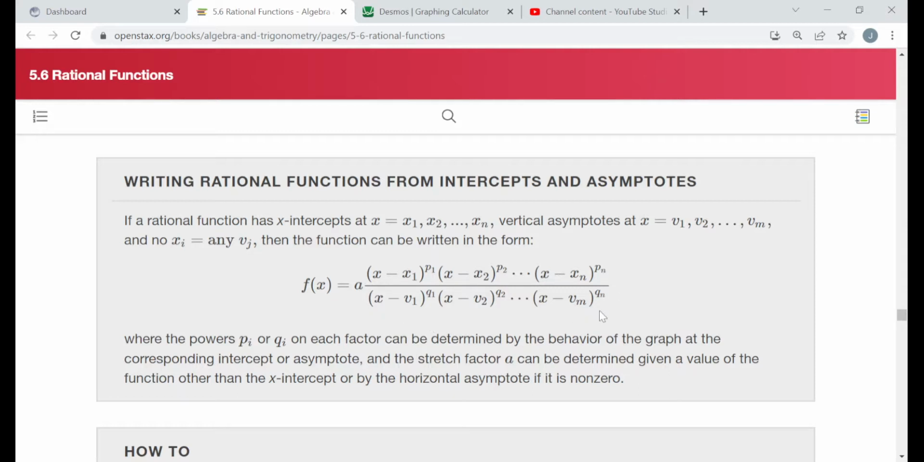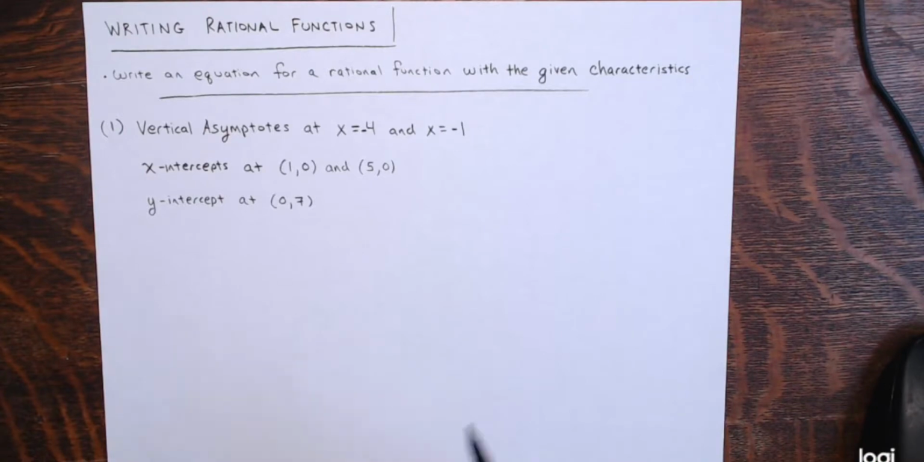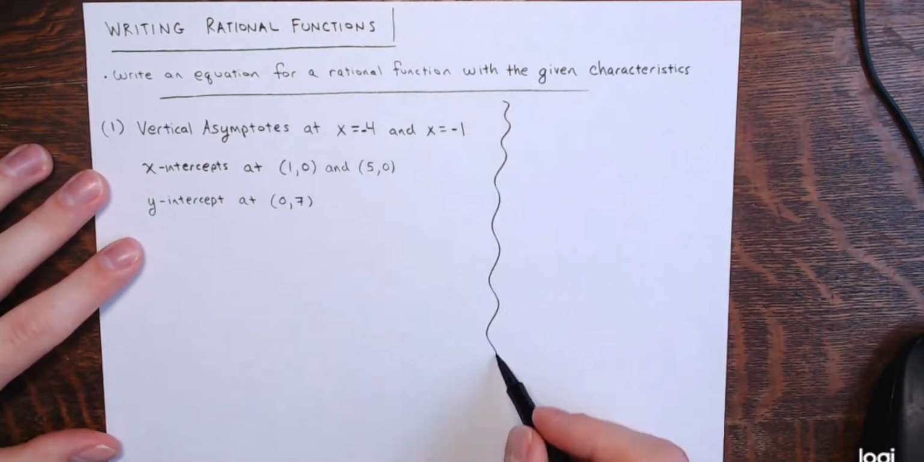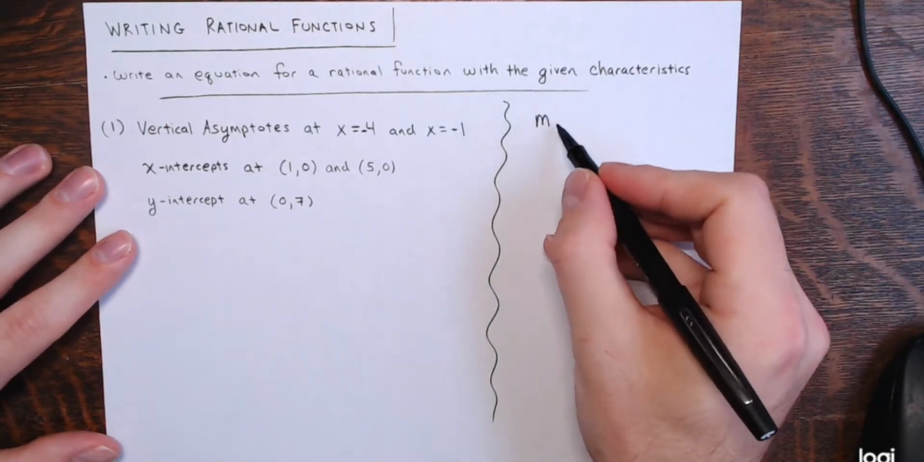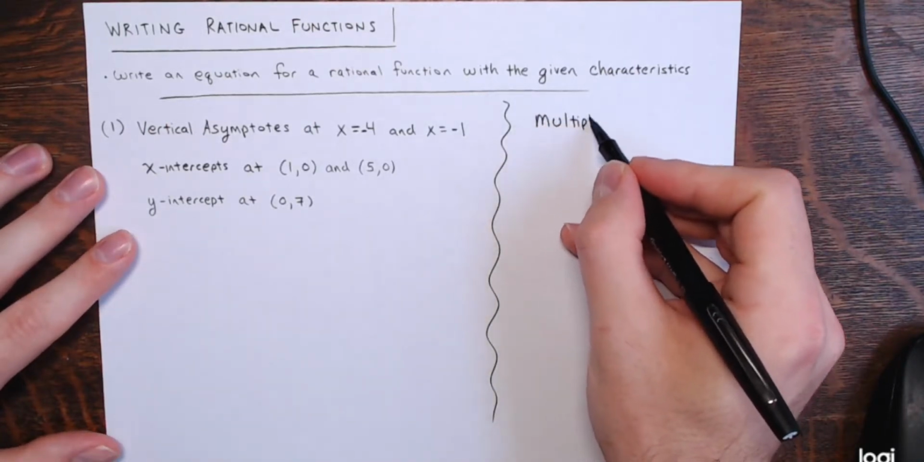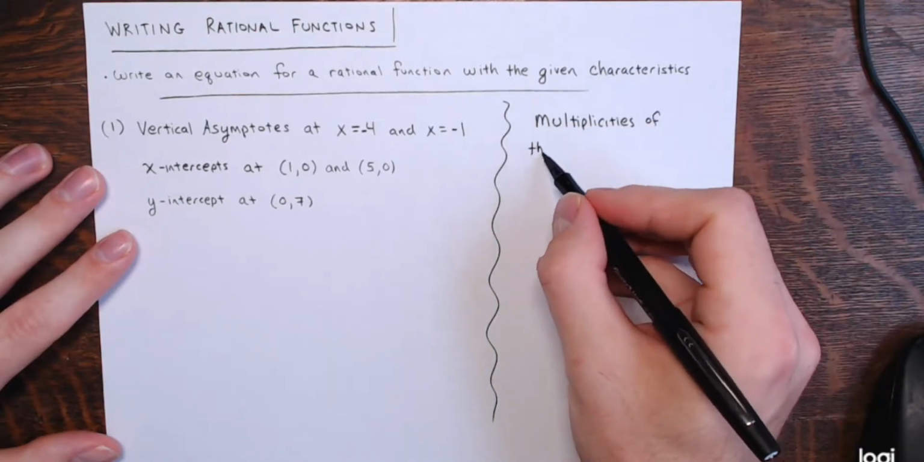I mentioned it briefly in the last video that they do talk about the multiplicity of the zeros of the denominator and how you can look at a graph and determine that. I'll just discuss that here. So before I get into this first example, I want to talk about the multiplicities of the zeros of the denominator.